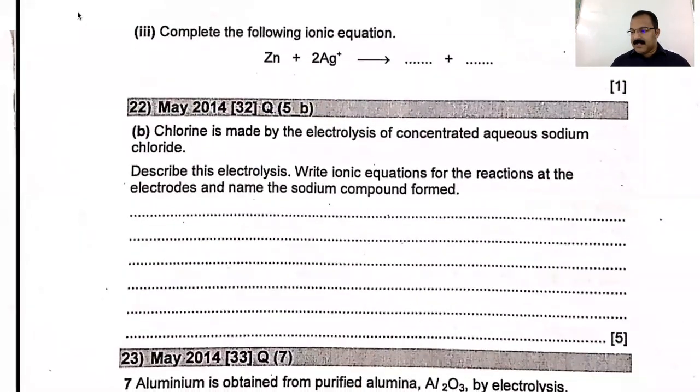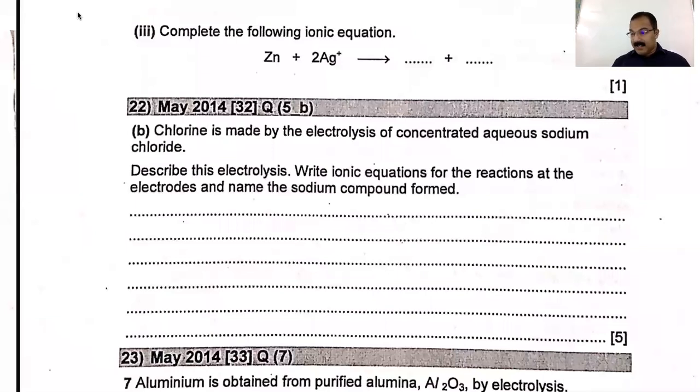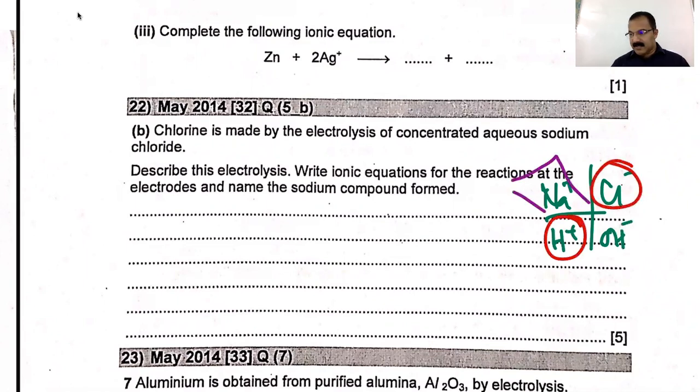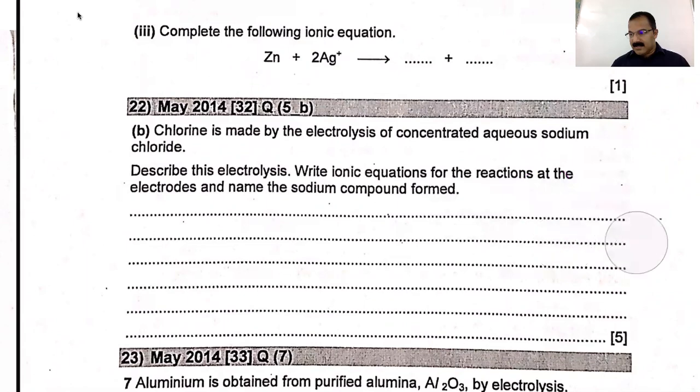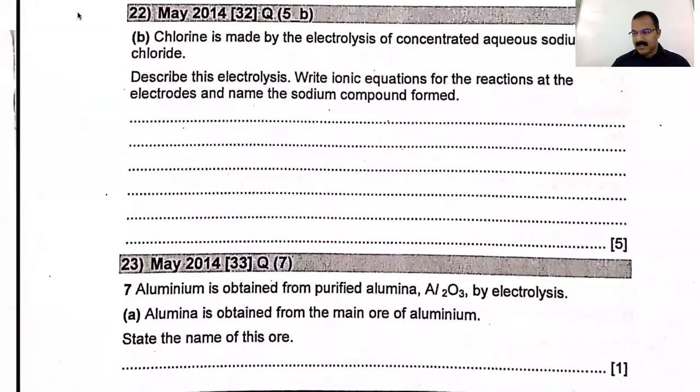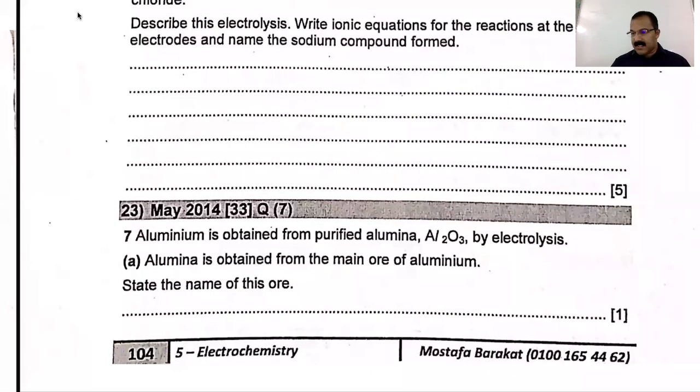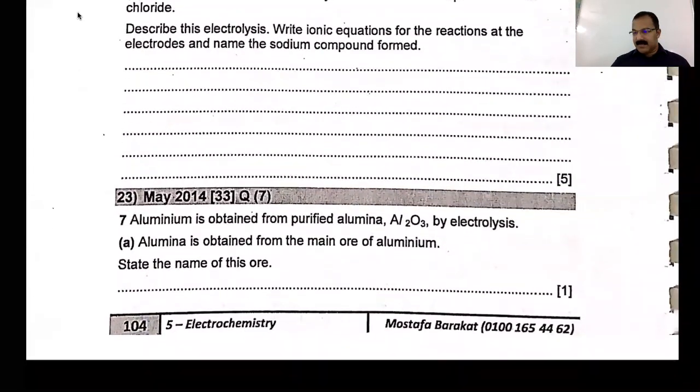Chlorine is made by the electrolysis of concentrated aqueous sodium chloride. Describe this electrolysis, write ionic equations for the reactions at the electrodes and name the sodium compound formed. A few questions before, we did the same question again. Just take the ions Na+, Cl-, H+ and OH-. Then you choose H+ and Cl-. Then you say the sodium compound formed is sodium hydroxide. And then write the reactions at the anode and cathode, and then just revise or look back at the video. Just pause it and see it again, or you may try by yourself this time.